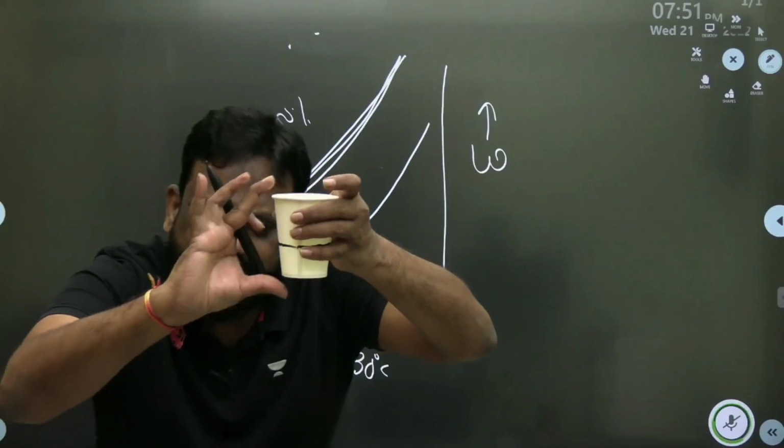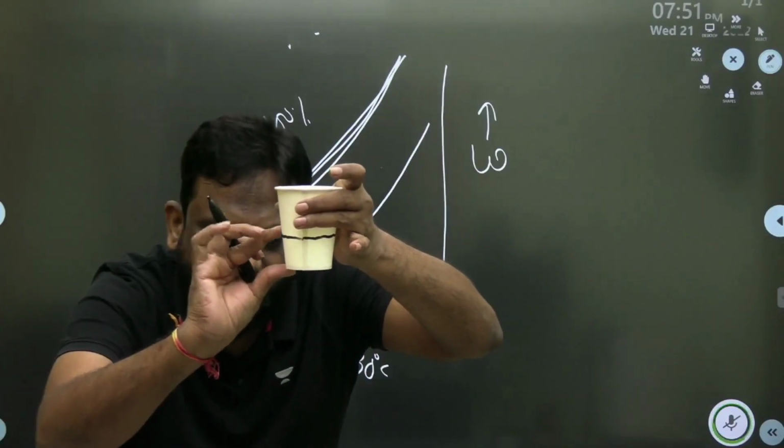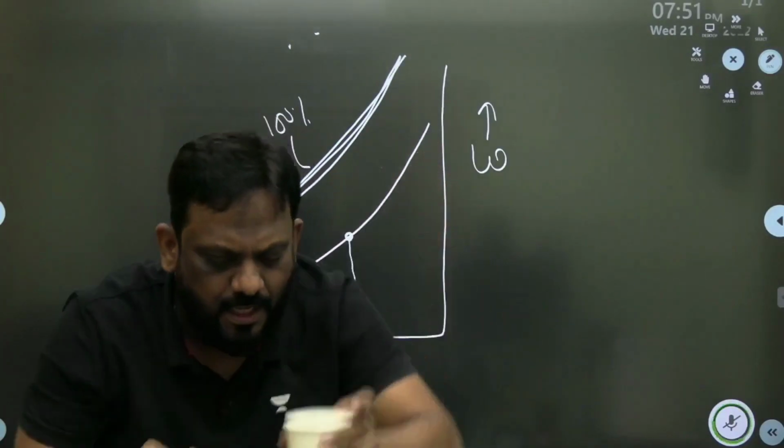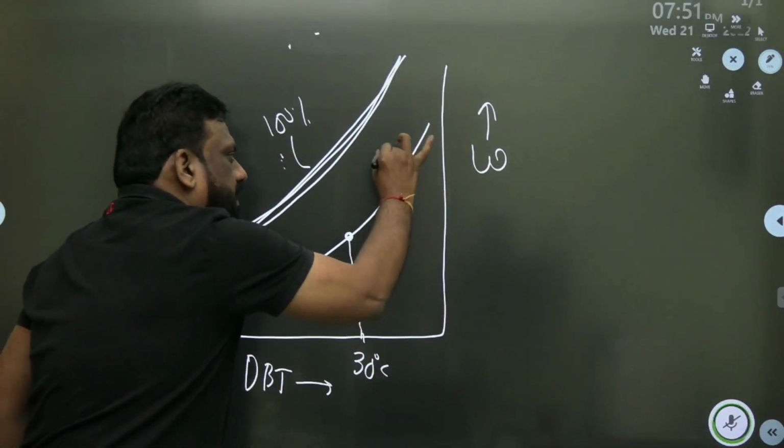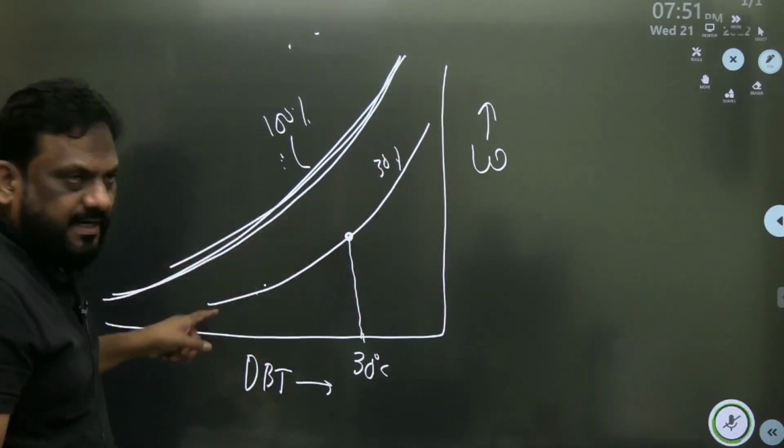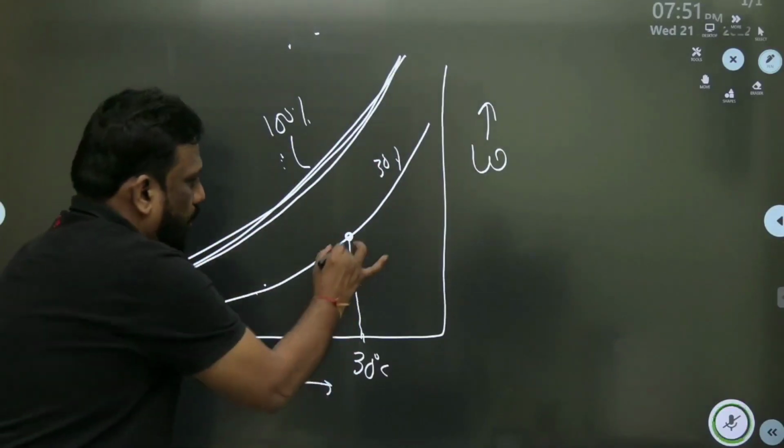Around 30. The maximum capacity is this much, but it has only this much. So let us say it is 30%. This line corresponds to 30% relative humidity, and this is the dry bulb temperature. This is the point.